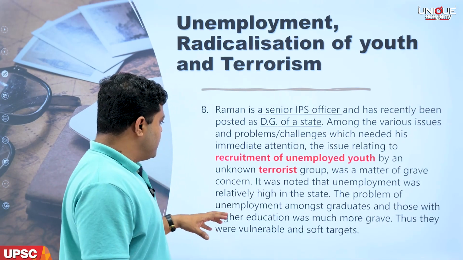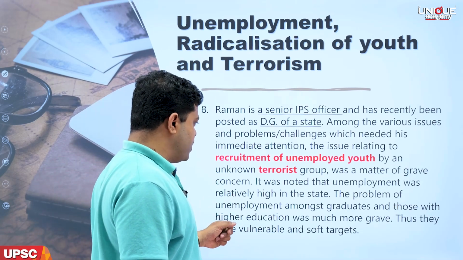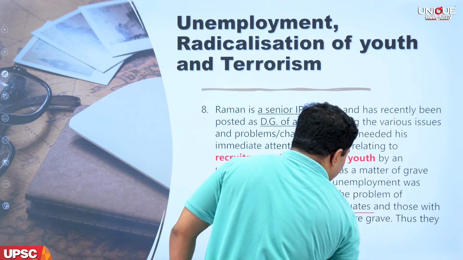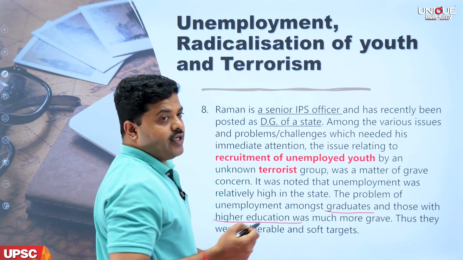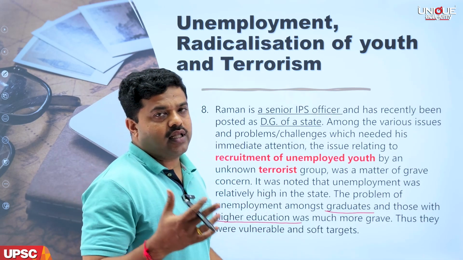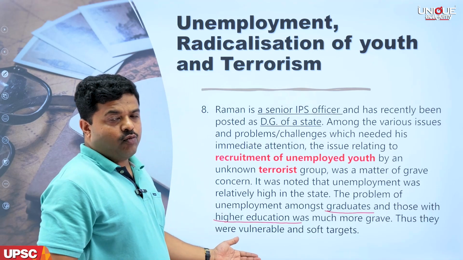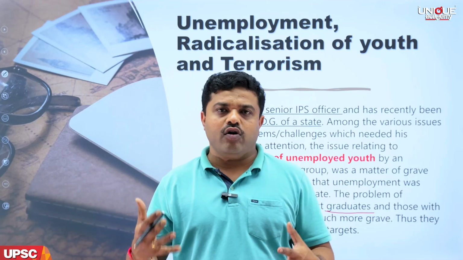And it is happening because of unemployment, of course, and it is mainly among those who are educated, like graduates and those with higher education. Because they are educated, they have skills, they have knowledge, but their brain and their skills are not being used. So they are more vulnerable, they are more soft targets. That psychology you have to understand. So again, you can employ social psychology here.